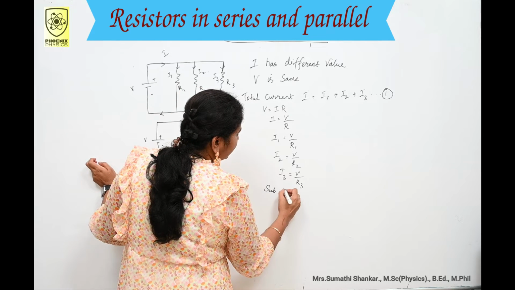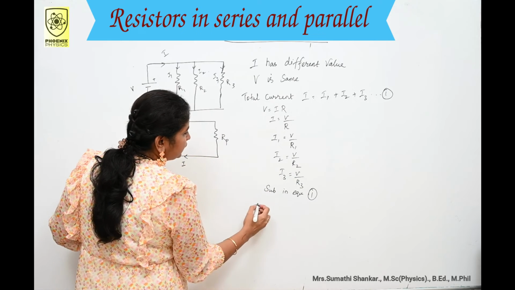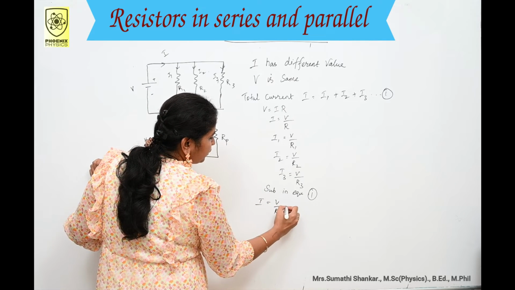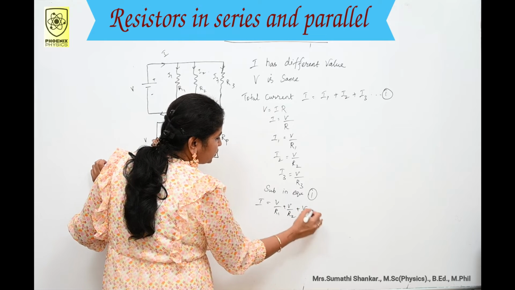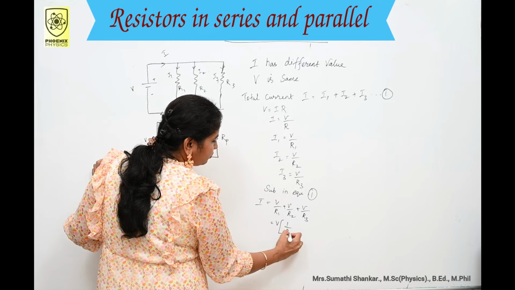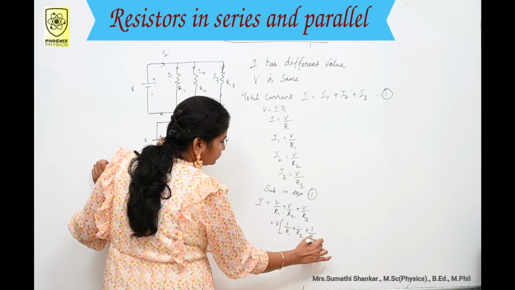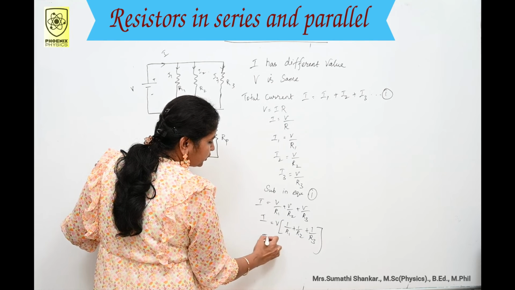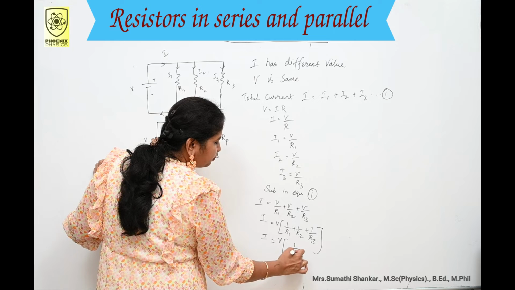Substitute in equation 1. That is I is equal to V by R1 plus V by R2 plus V by R3. Here V is the same, take it outside. V into 1 by R1 plus 1 by R2 plus 1 by R3. This is our I. So how do you write this equation? I is equal to V into 1 by Rp.